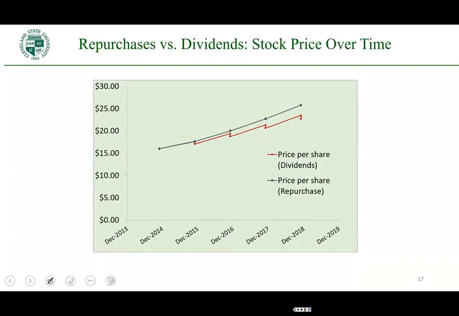The next slide shows us a nice graph that tracks stock price over time. It separates it into the repurchases and dividends, the two cases, and we can compare how the stock price changed over time between those two forms of distributions. Assuming this is a firm that's performing with constant growth, with repurchases, the firm's stock price is going to grow and appreciate at a constant rate.